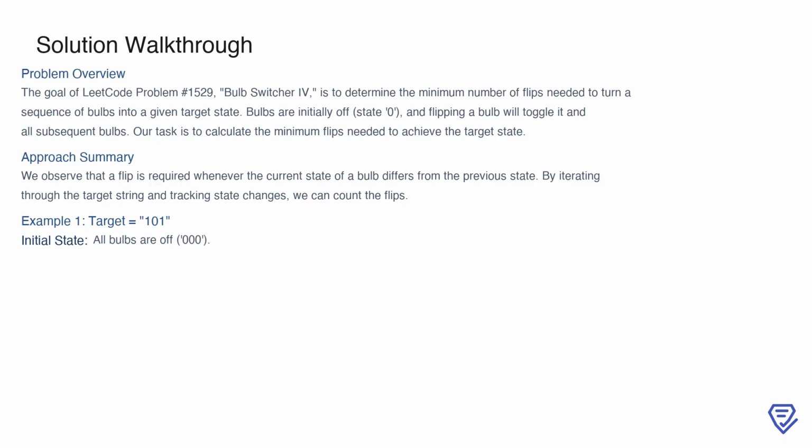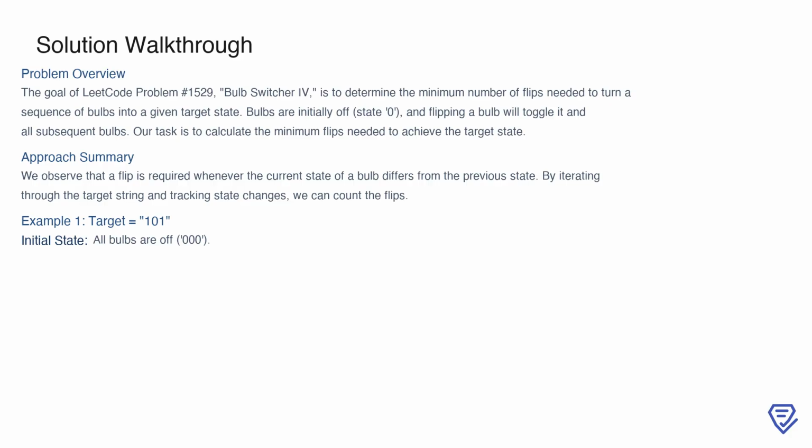In this problem, we're tasked with determining the minimum number of flips needed to convert a sequence of bulbs, which all start in the off state, into a given target configuration. Flipping a bulb toggles not only the state of that bulb but also all the bulbs that come after it. To solve this, we can leverage a key observation: a flip is only required when the state of the current bulb differs from the state of the previous bulb. By iterating through the target string and tracking these state changes, we can efficiently count the number of flips required.